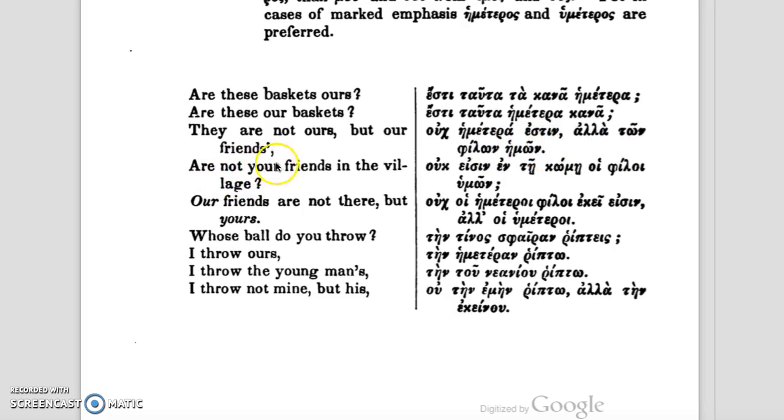Next one. Are not your friends in the village? Uk isin in te come, not are in the village, iu filiu imon, the friends of us?